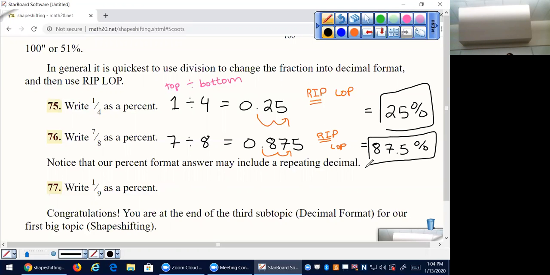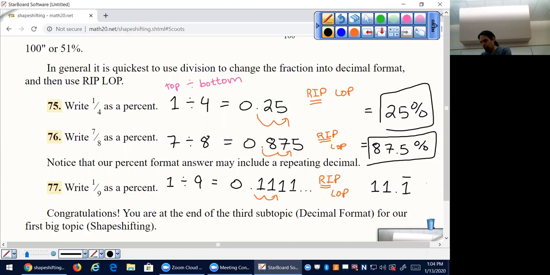Everyone okay with those two? Okay, 1/9 is an annoying one. It's just going to be ones repeating and repeating forever. Yeah, so we're still going to do exactly the same thing, but if it doesn't tell us that we're rounding, we shouldn't. So the ones keep going forever and ever.